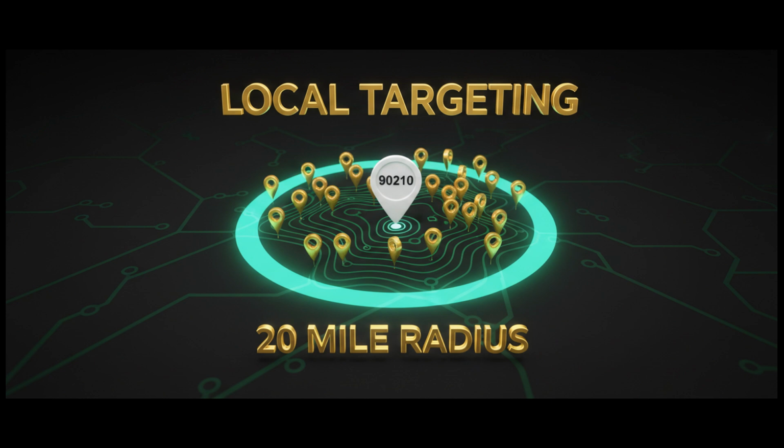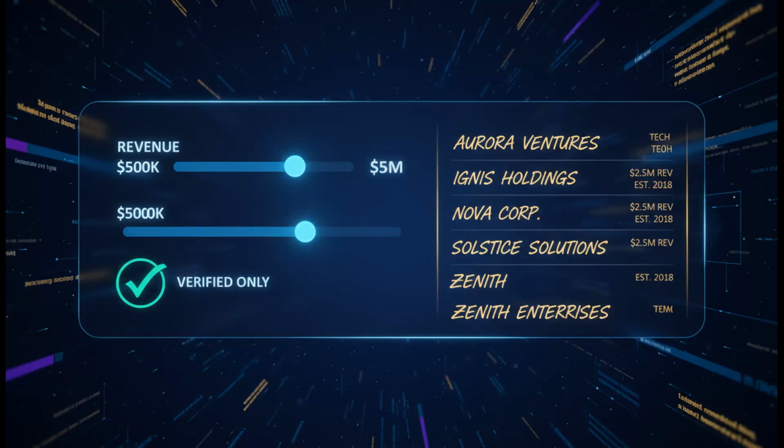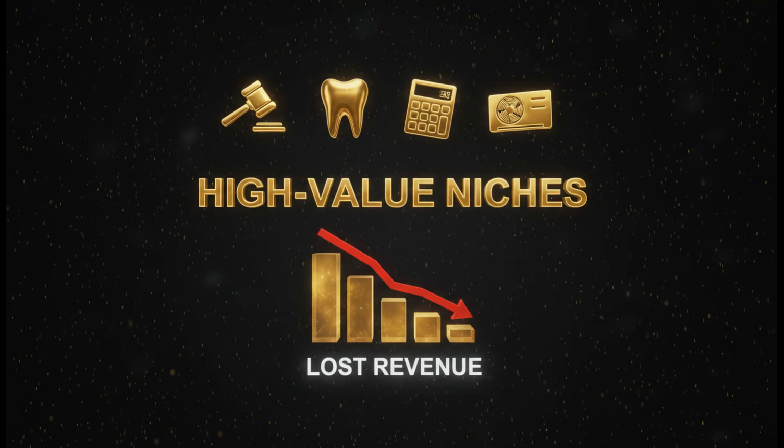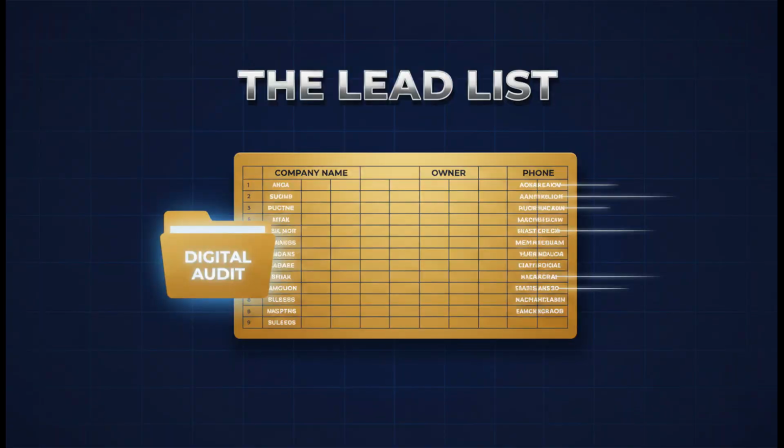We're going to filter for businesses within a 20-mile radius of your zip code to keep it local and personal. Set your filters. Revenue between $500K and $5 million and verified businesses only. We want companies that are established enough to have a budget, but small enough that the owner still reads their own email. This is the sweet spot for high-ticket deals. Now we look for the professional offices category. Lawyers, dentists, CPAs, and HVAC companies. These businesses rely heavily on local search, and if their digital presence is lacking, they are literally losing thousands of dollars every week to their competitors.